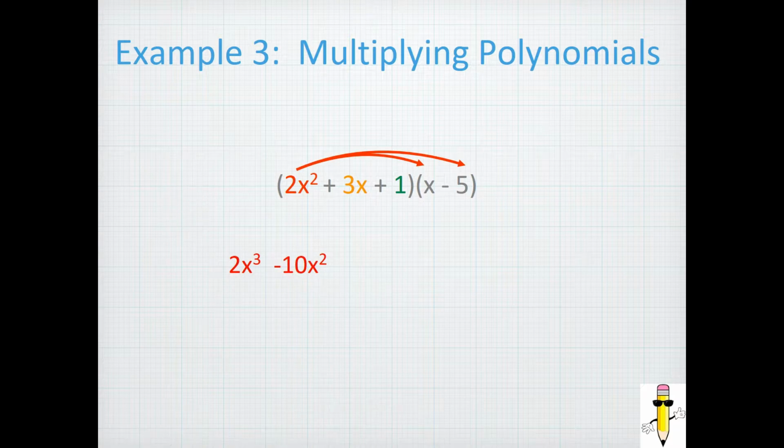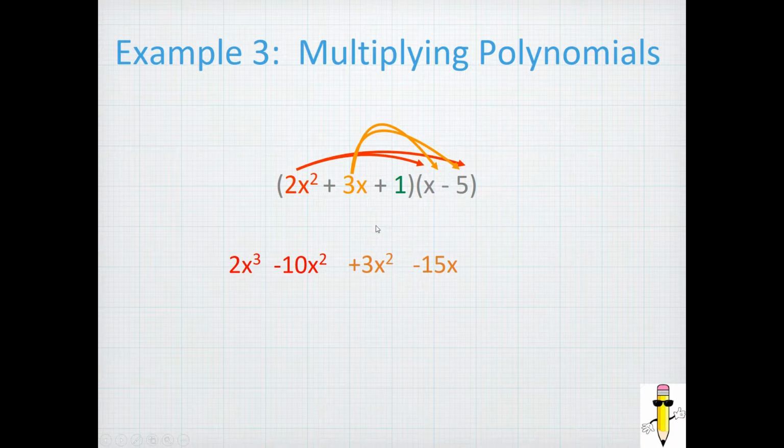And then we're going to move on to the yellow. So that's going to be 3x times x. That's probably going to be something involving a square, and that's going to be 3x squared. And then we're going to take that 3x and apply it to the 5. If you're saying something along the lines of 15, you're right. So that's minus 15x because there is a minus sign right here.